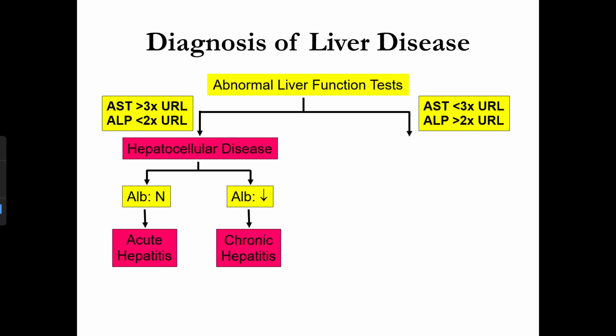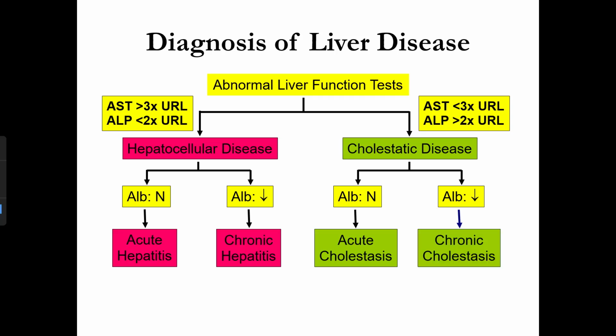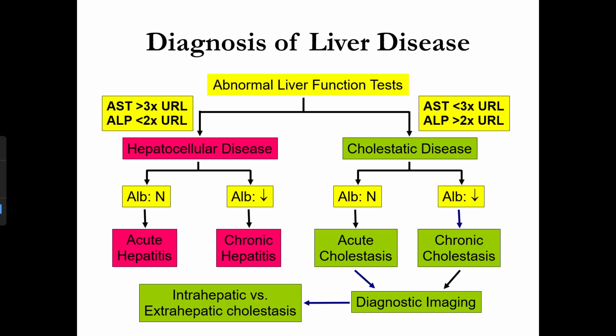If AST is less than 3 times the upper reference limit and ALP is greater than 2 times the upper reference limit, it's likely due to cholestatic disease. If albumin is normal versus decreased, that can indicate acute cholestasis versus chronic cholestasis. Both require diagnostic imaging. And then you determine whether it's intrahepatic or extrahepatic. So if it's blocked outside of the liver versus inside of the liver.